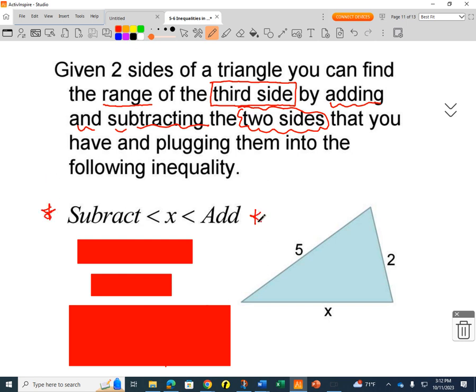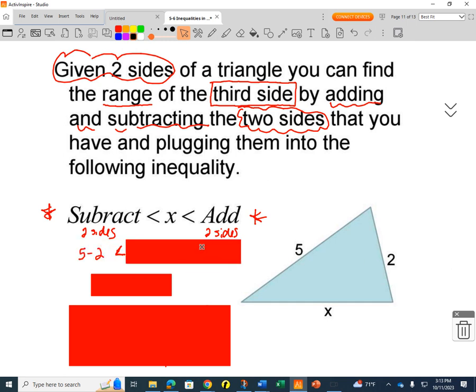Right, so given two sides, we're going to subtract the two sides and add the two sides. And then we'll know the range of values that the third side could be, because there's not just one value that x could be. There's a whole range of possible values that it could be. So for the first, you're always going to subtract the biggest minus the smallest, because remember it's the length. So 5 minus 2, and we're going to say that's less than x. Literally, this is the formula you're using here.